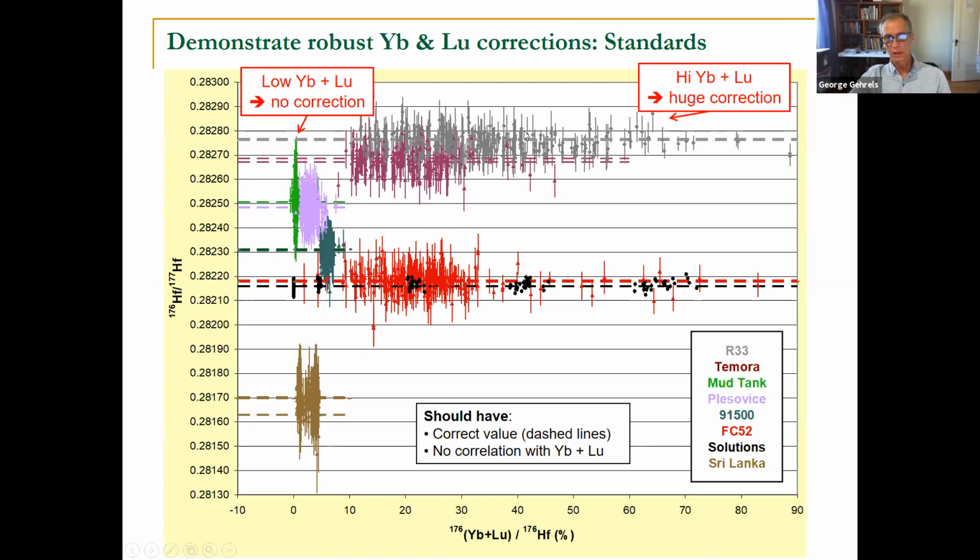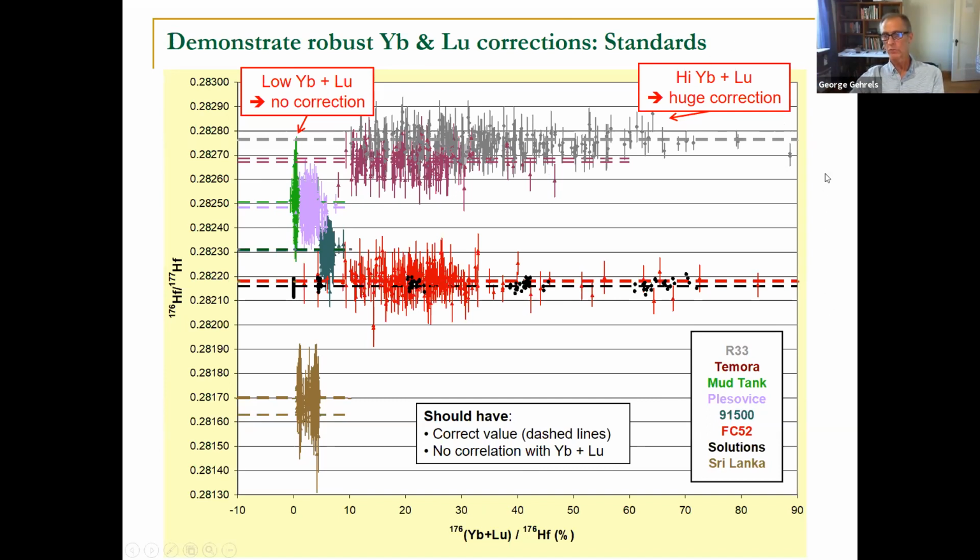These are a lot more challenging, R33 and Temora, those two here. They have a lot of ytterbium and lutetium. Your unknowns probably do also. And so what you want to be able to show in the lab is that you can measure R33 and Temora, FC1, and get all of those down to the known value. This line should be straight. So this would be the second plot that you'd like to see from the laboratory.